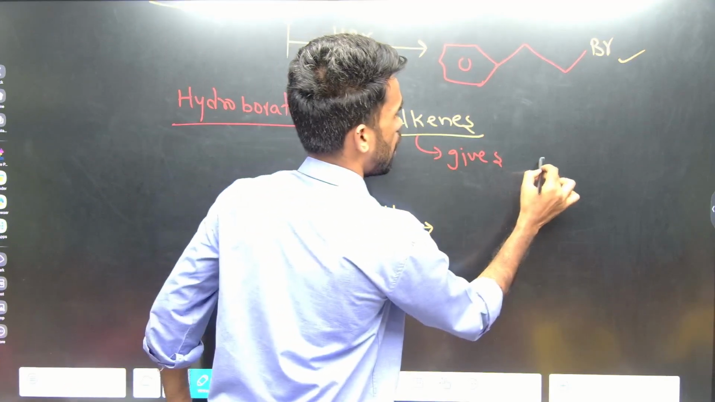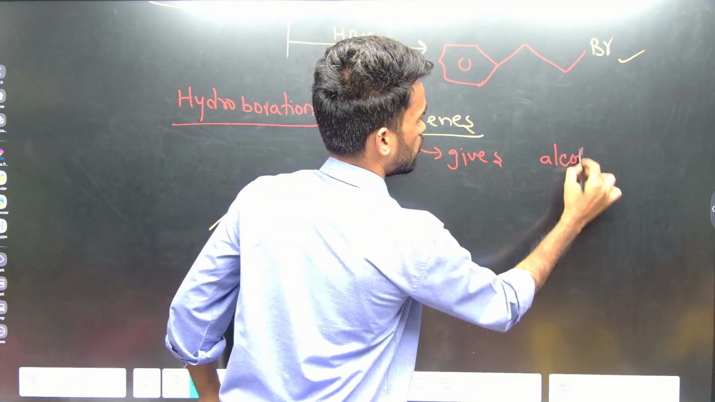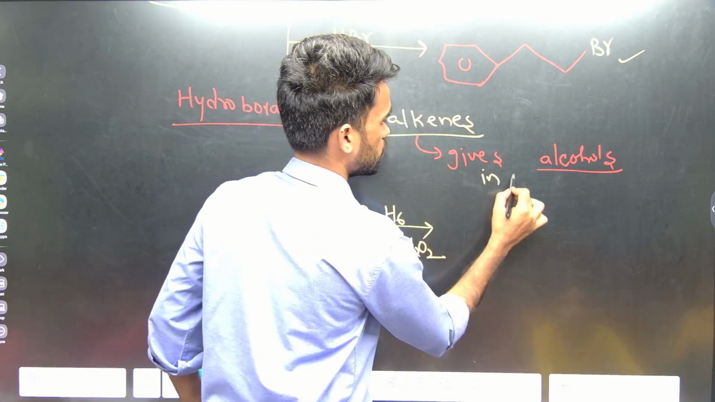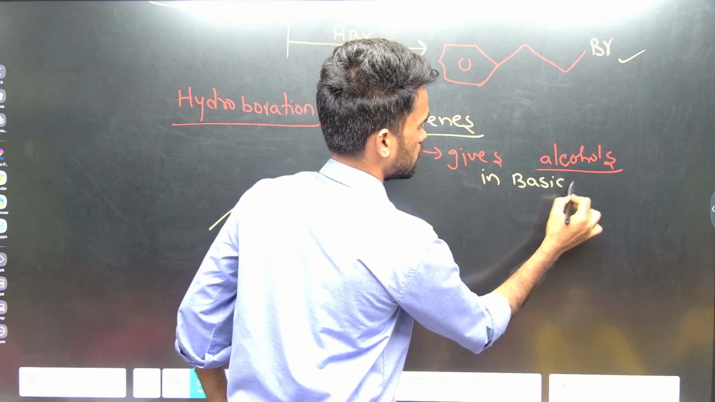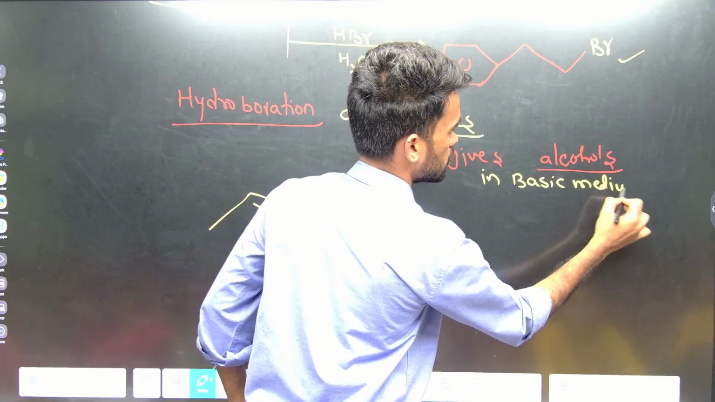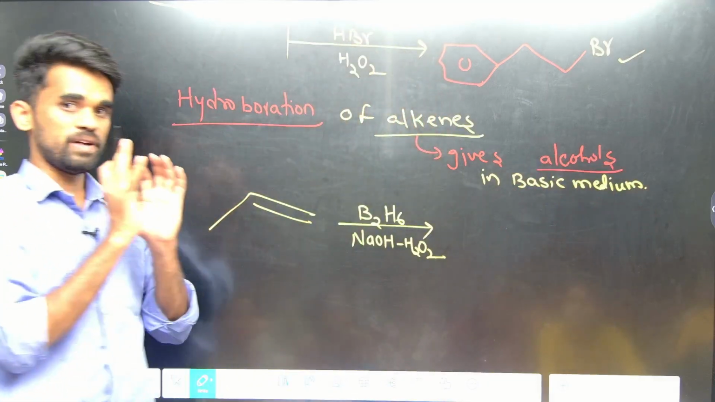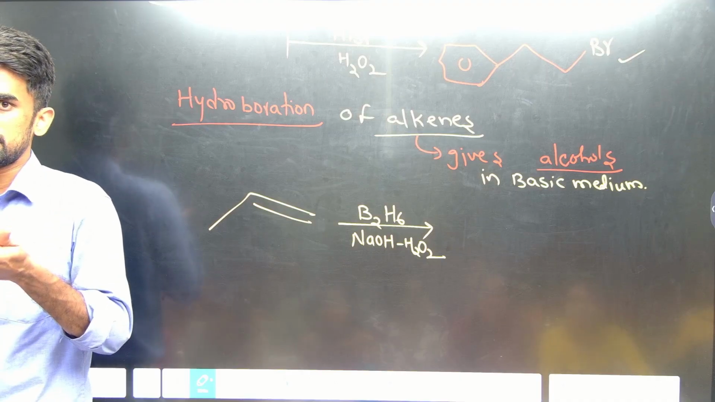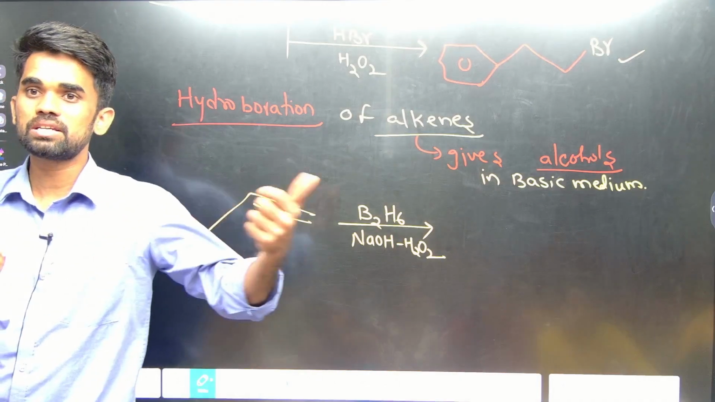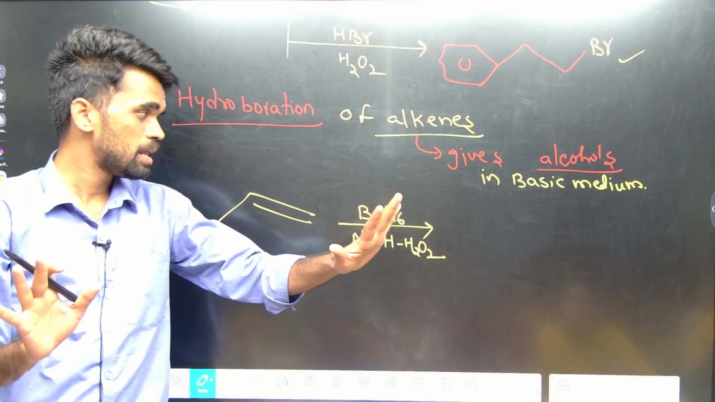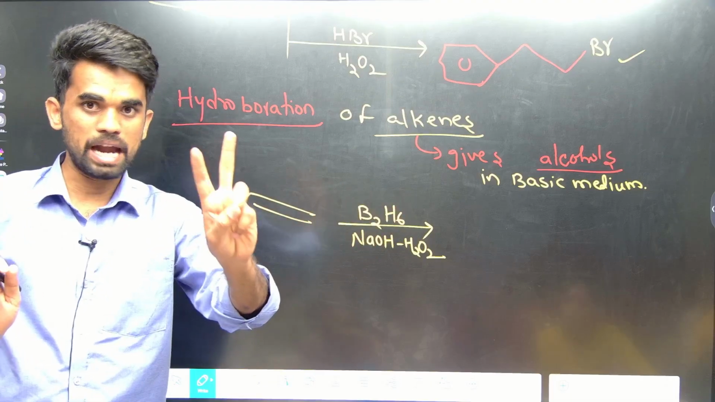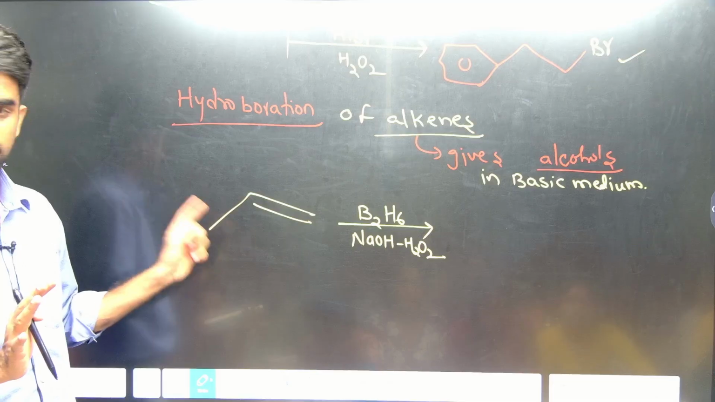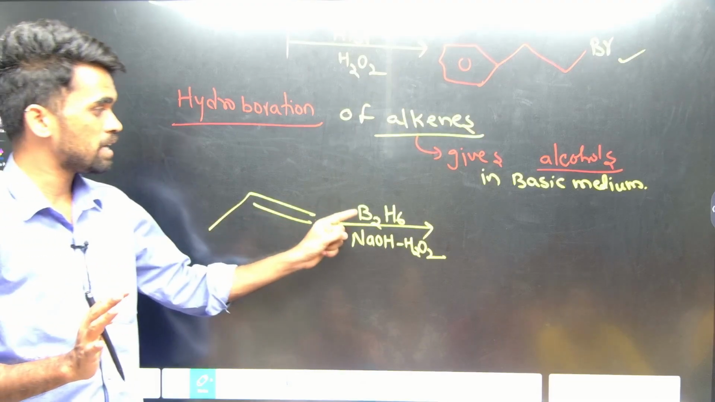gives alcohols. What will they give? Alcohols in basic medium. In which medium? Once again, define it in a simple form. Hydroboration of alkenes in basic medium gives alcohols. Simple. You remember Markovnikov rule, anti-Markovnikov rule, right? So now tell me, is this symmetrical or unsymmetrical? To this we are adding hydroboration.